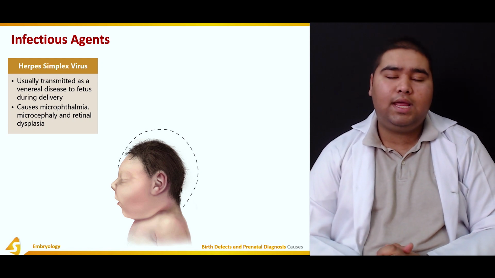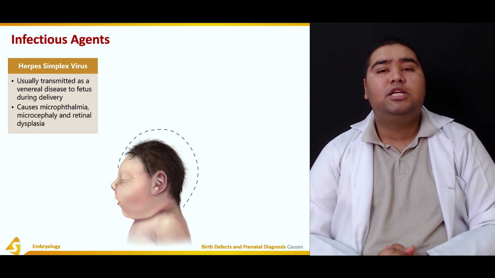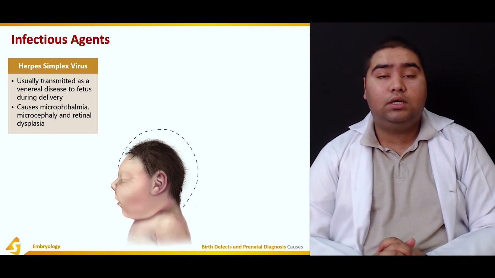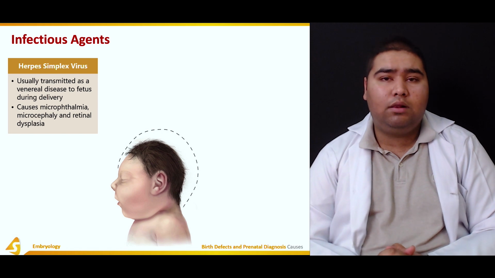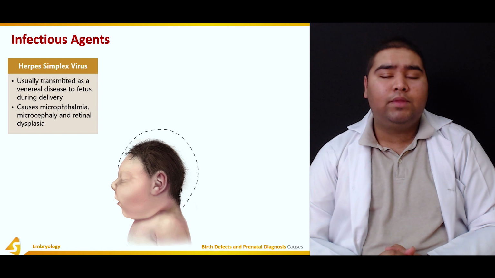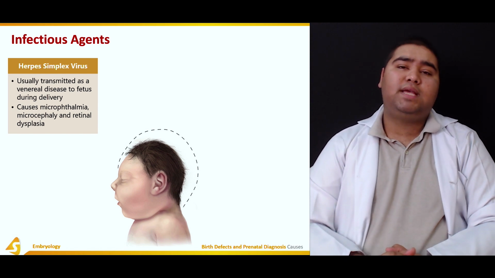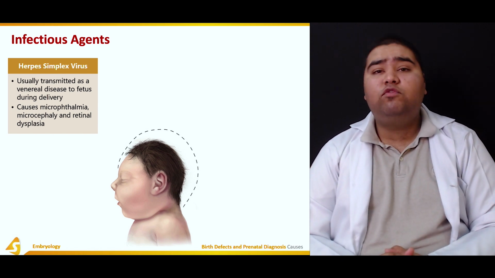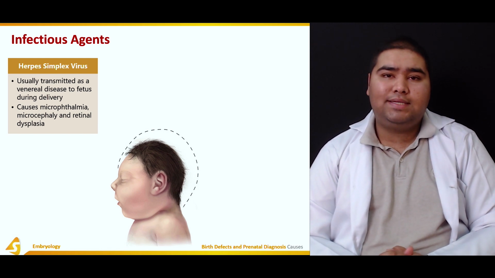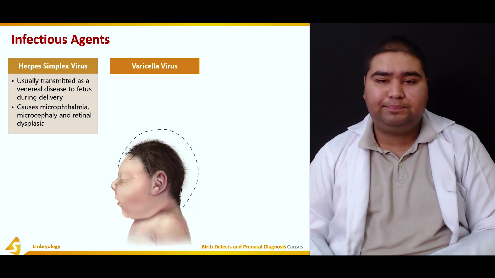So microcephaly, as I explained earlier, is a small skull vault as a result of the lack of development of the skull after birth. And retinal dysplasia. What is dysplasia? Dysplasia is replacement of normal tissue with an abnormal tissue. So this is what happens in herpes simplex virus.